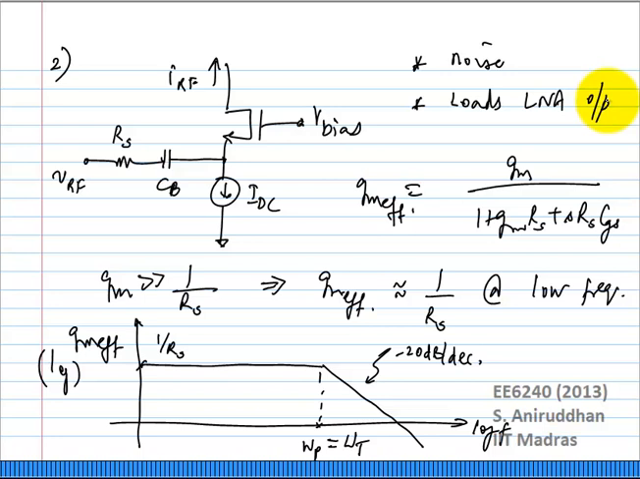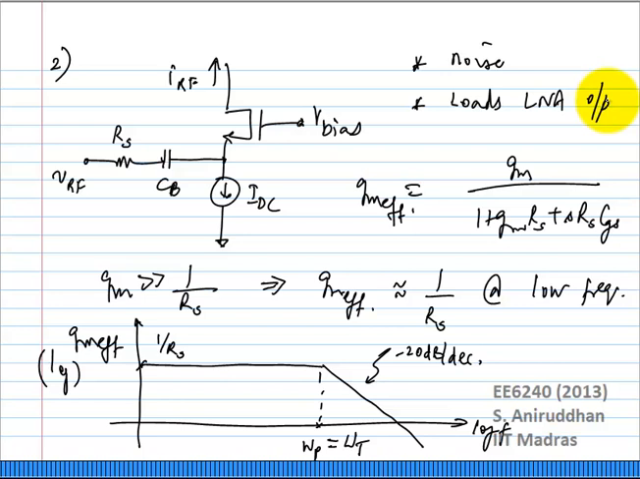What is the gain of this mixer? The conversion gain of this mixer? It will be 4 by pi RL by RS. Right? The conversion gain has to be dimensionless. The conversion gain of a mixer using this transconductance would be 4 by pi RL by RS.